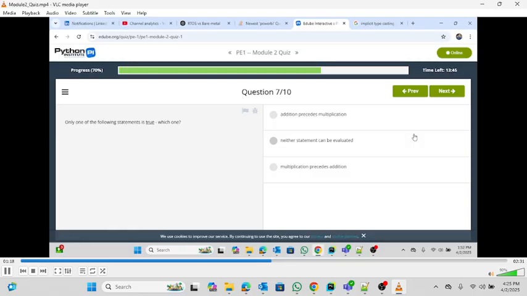The only one of the following statements that is true, what is that? The multiplication precedes addition is the correct one. Okay, multiplication has more priority than addition. So the third option.